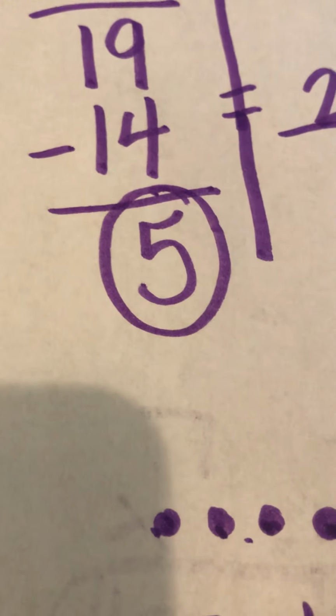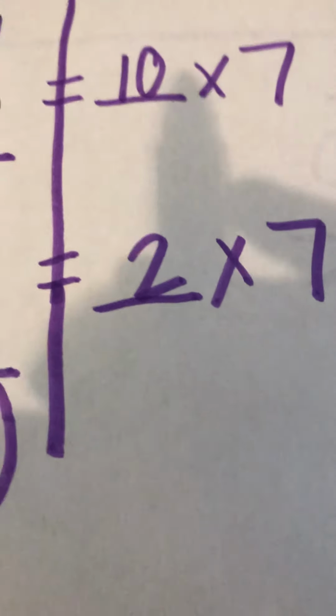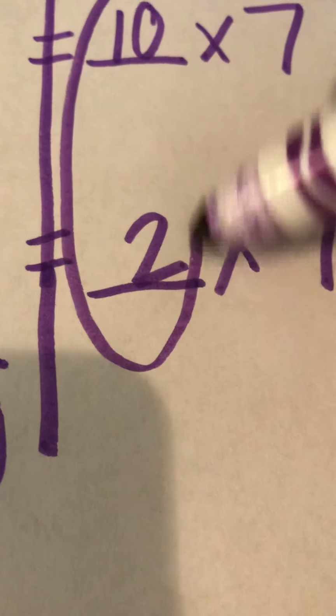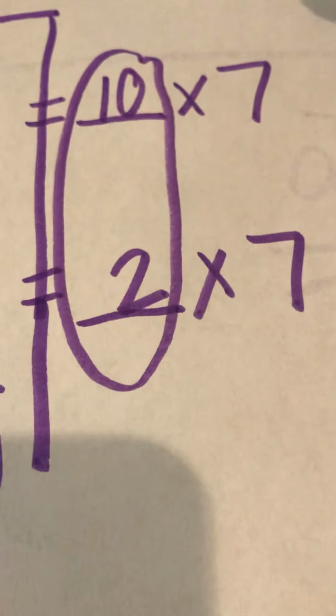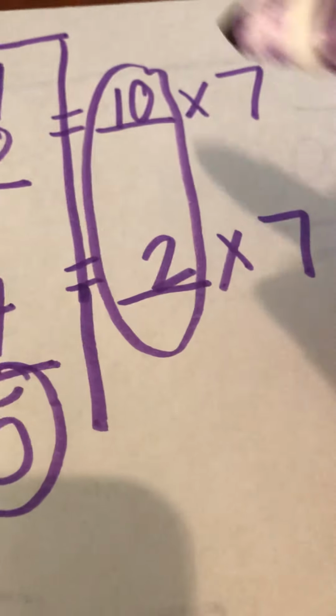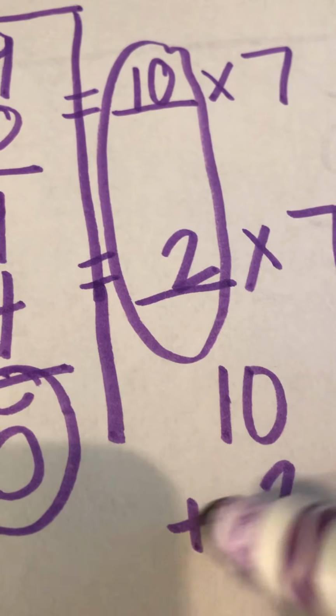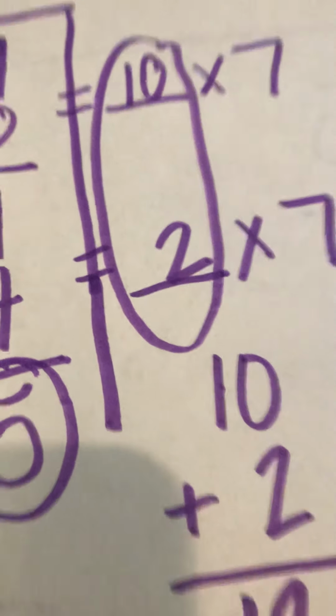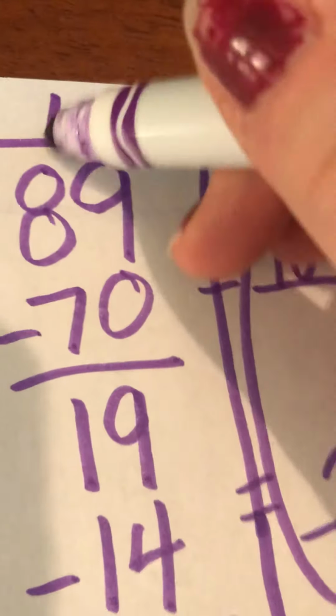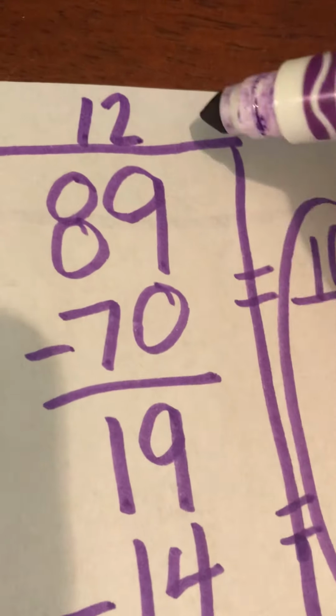That's my remainder, that's not my answer. I have to go over here on the other side. That is what I have to add together to get my answer. And remember, you want to make sure things are nicely lined up. So my total answer, my final answer, I should say, is going to be 12 with a remainder of 5.